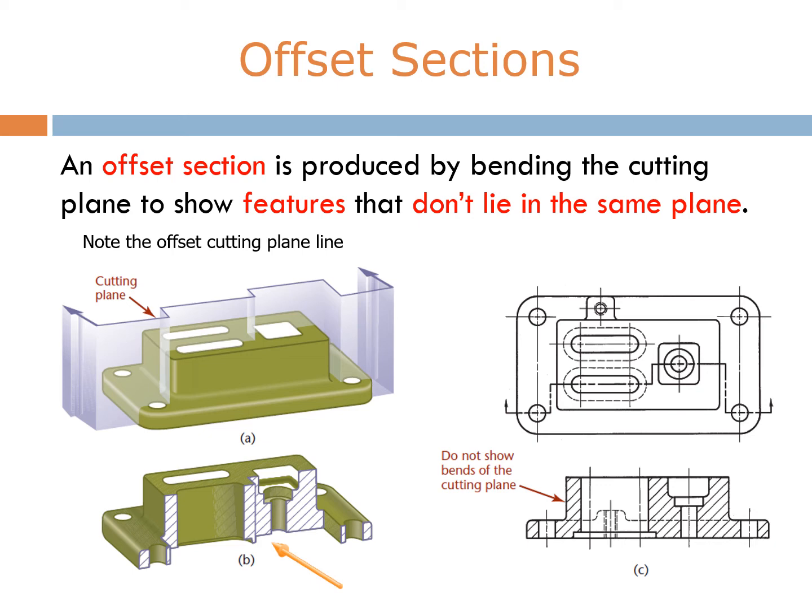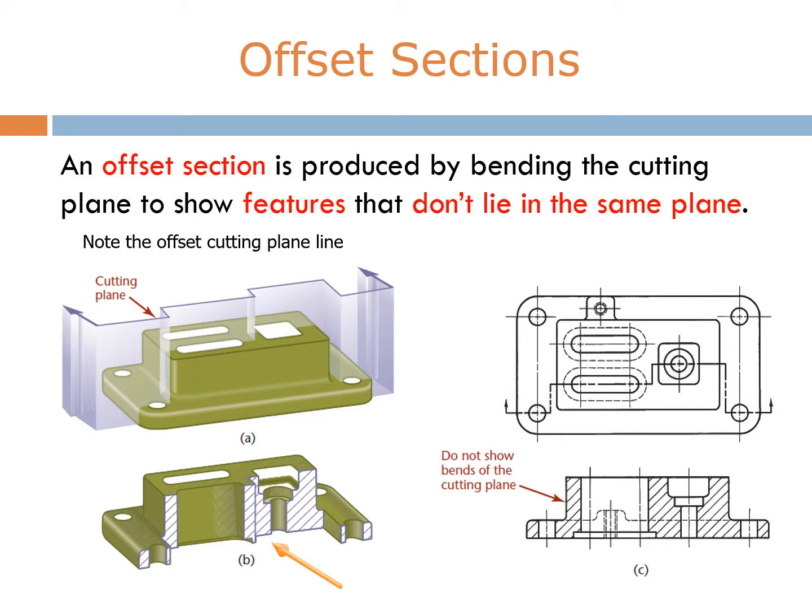Okay, here we're going to talk about one of the special sections, which is called offset sections. It's very similar to the full section or half section. It's simply that when you draw the section, you don't go along a single line. The cutting line can be offset at several different places.